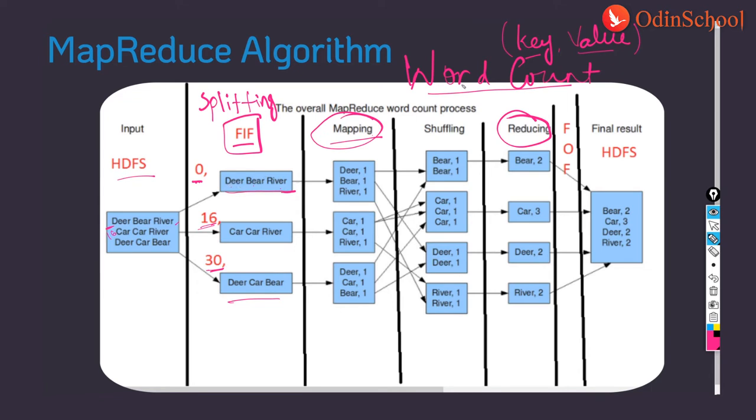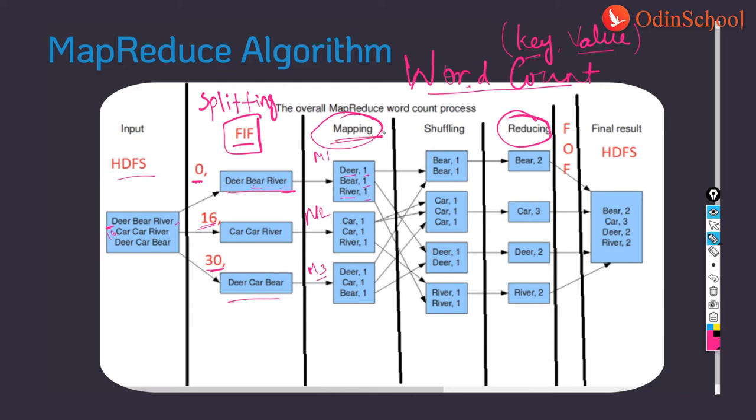Your line should be split into words, with any white spaces in between. So wherever a white space comes, you just need to break it down to a single key, like deer, then bear, and then river. So the first line is passed to mapper number one, the second line is passed to mapper number two, and the third line or third key value would be passed to mapper number three. So there are three mappers involved in this entire process, and all of them are splitting the line into separate words, and the word is becoming the key now, and the value by default is a static 1.